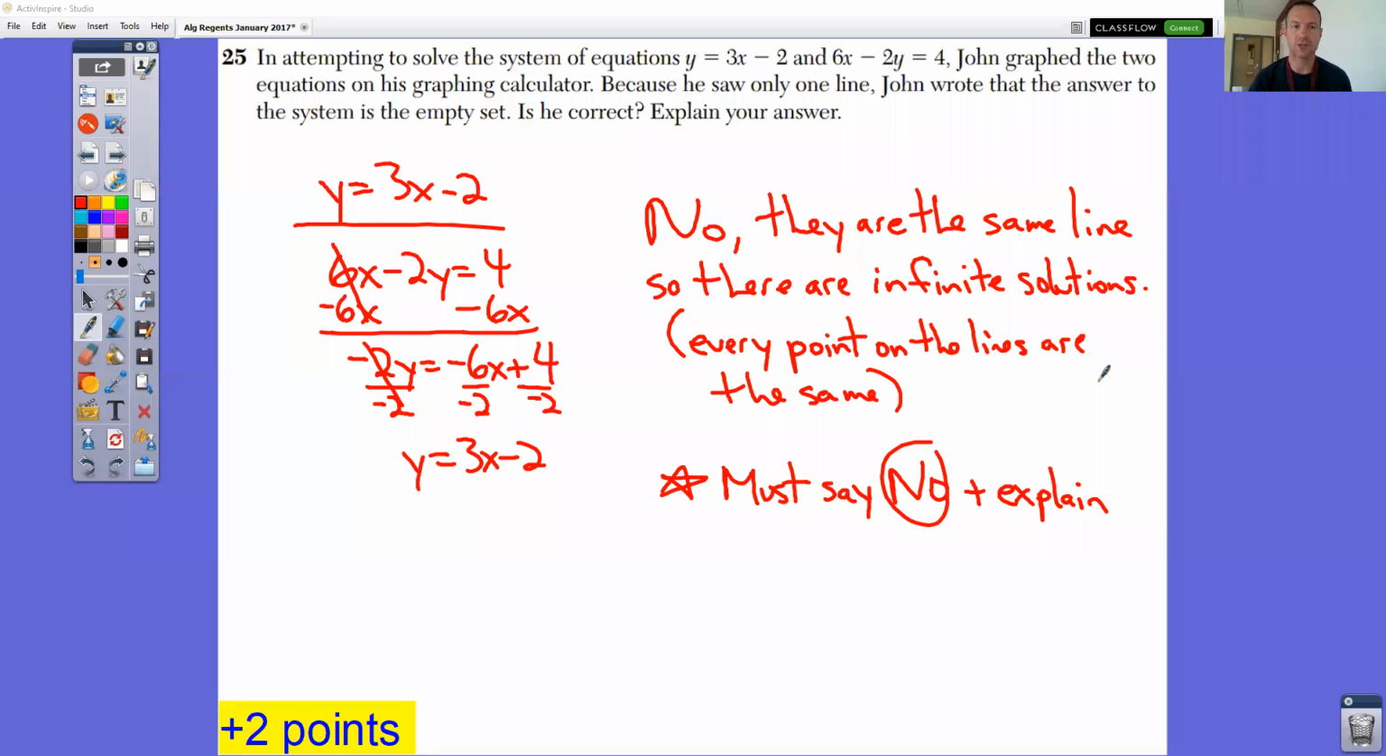These are the answers for the Algebra Regents January 2017 short response questions 25 to 37.